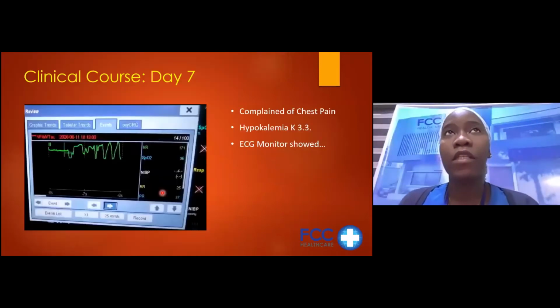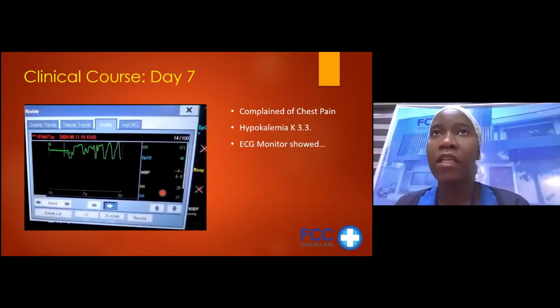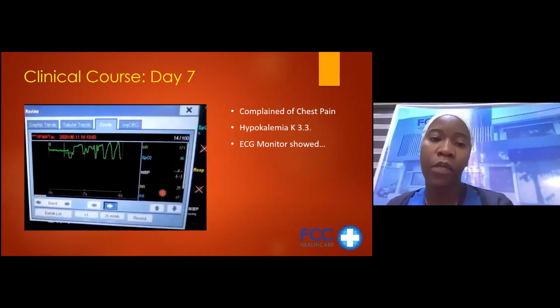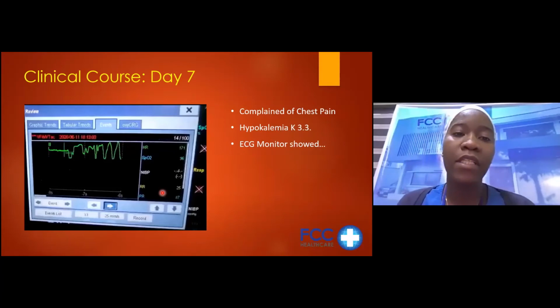So of course, this man continued to get better. He was progressively less breathless, needing less ventilatory support. So we eventually weaned him off the non-invasive ventilation. He was put on a regular face mask, and eventually even a nasal cannula, and he was saturating well. But on the 7th day of admission, something quite interesting and out of the box happened in this case.